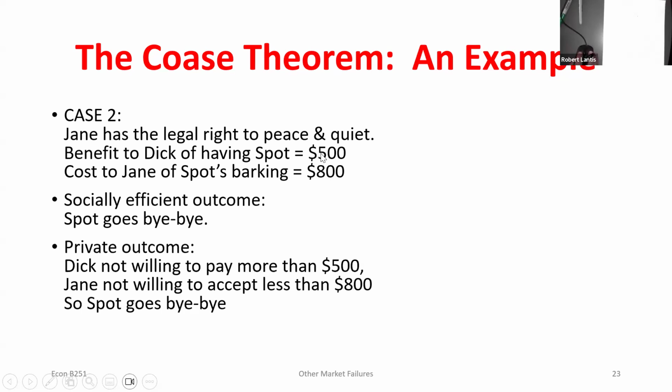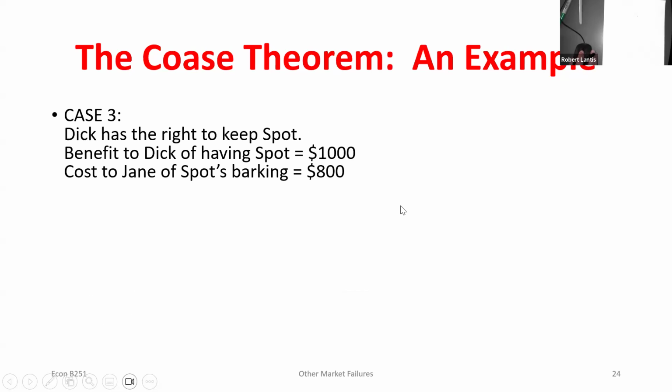And there's no amount of money that Dick could be willing to pay. He'd only be willing to pay up to $500 to keep the dog, right? So whether Jane has the legal right or Dick has the legal right, if they can bargain back and forth, in either scenario we end up with the dog going away and we're at that socially efficient outcome. Okay.